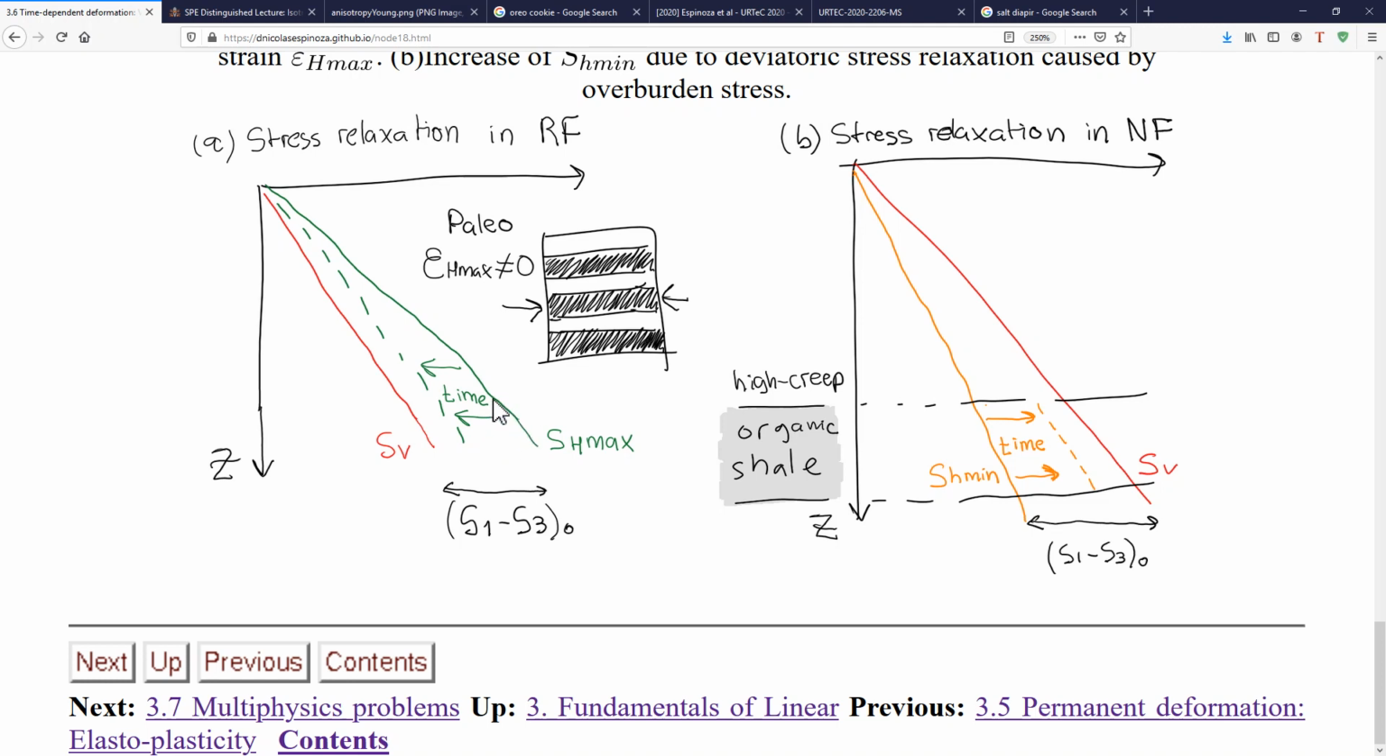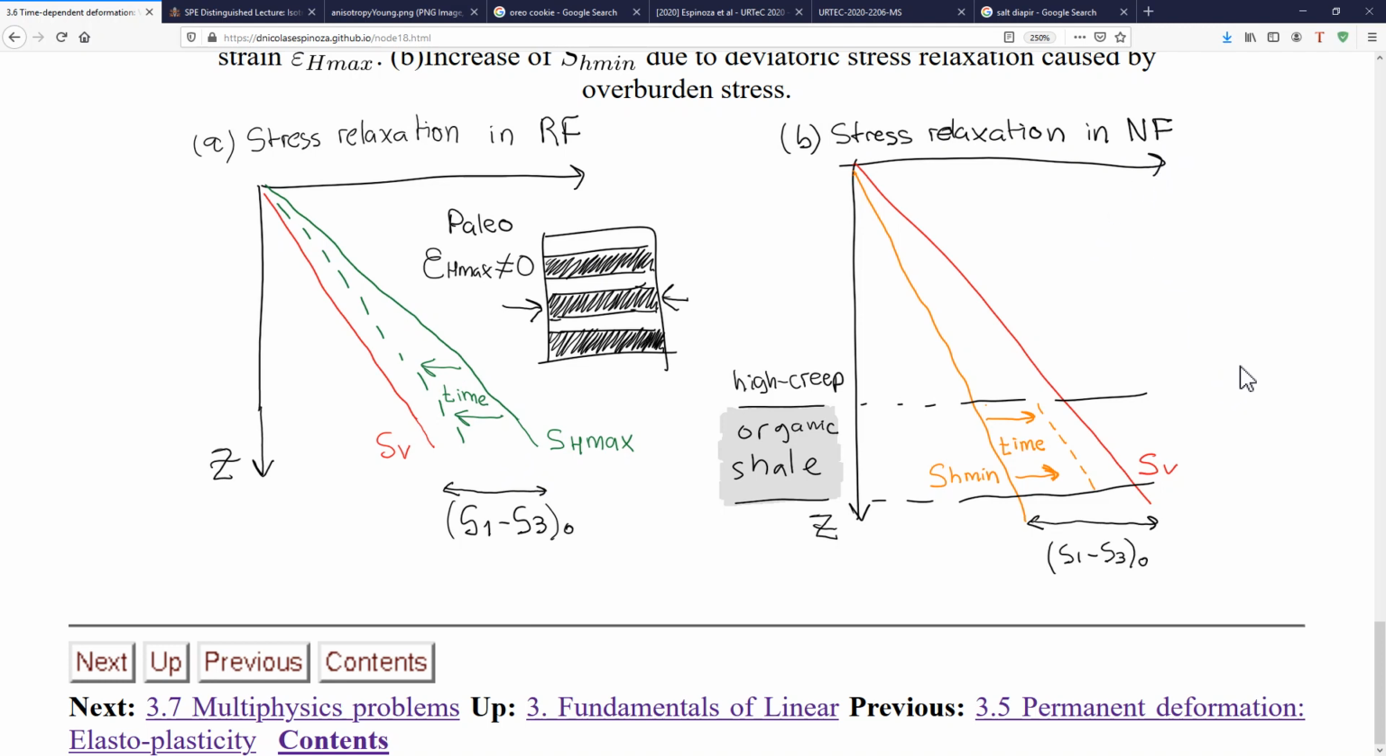Probably in the Mesozoic, it had a very high value, but with time, this value is going to decrease because of the time-dependent or stress relaxation, in this case, of such stress.